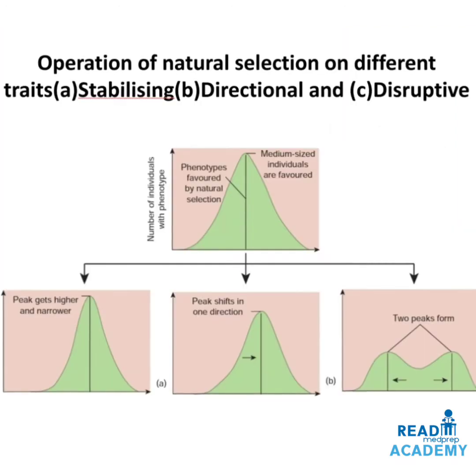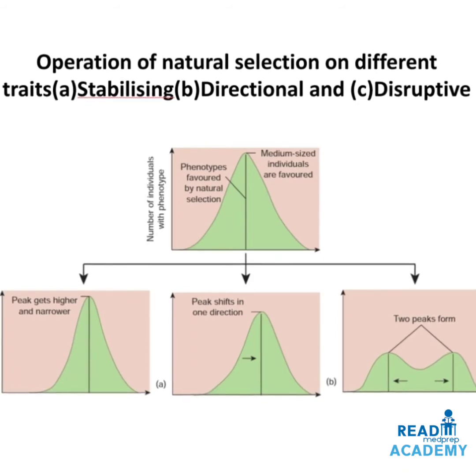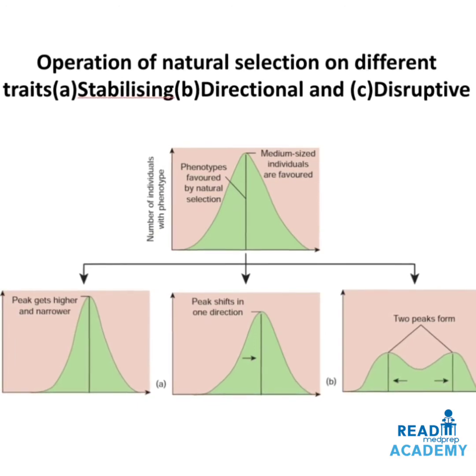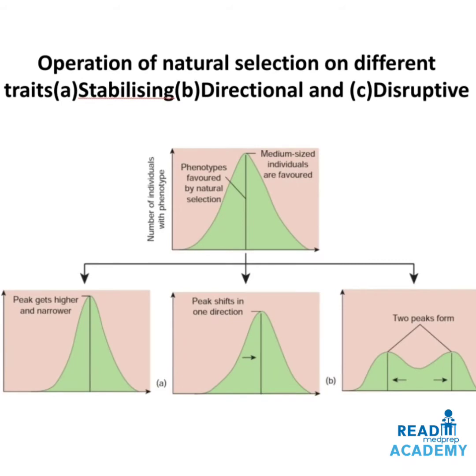In this image you can see the operation of natural selection on different traits. Normally the mean curve you can see above, which has the number of individuals with phenotype on the y-axis, and the phenotype favored by natural selection is highest, where the medium-sized individuals are favored. Whereas in stabilizing selection, the peak gets higher and narrower, whereas in directional selection, the peak shifts in one direction. Whereas in disruptive selection, there are two peaks rather than the mean population.